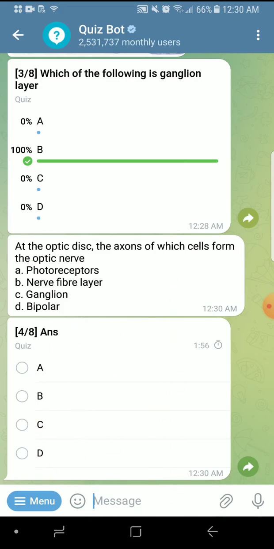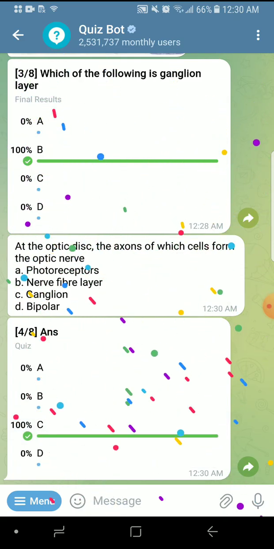Now at the optic disc, the axons of which cells form the optic nerve? I know many of you must have answered nerve fiber layer, but I didn't ask the axon. Nerve fiber layer is an axon. I asked the axons of which cells? They are the cells of ganglion. The axons of ganglion cells are the nerve fiber layer which continues to form the optic nerve.